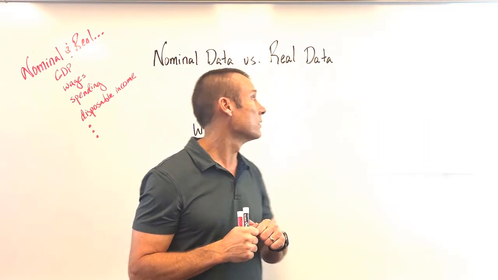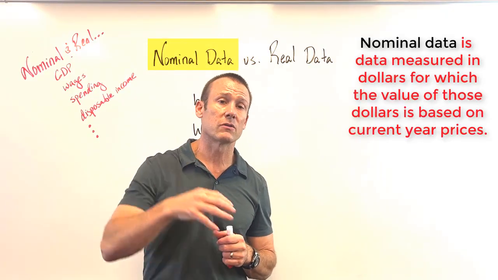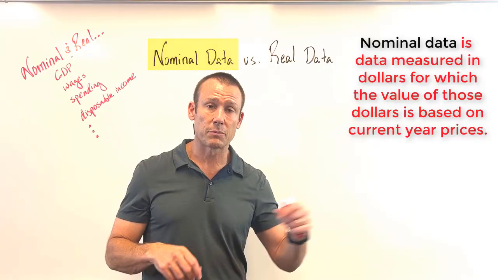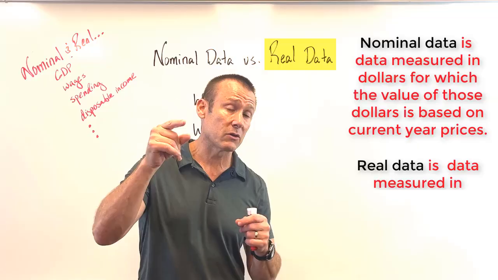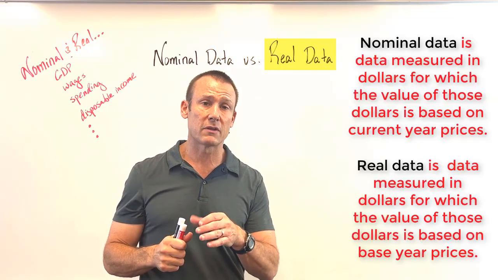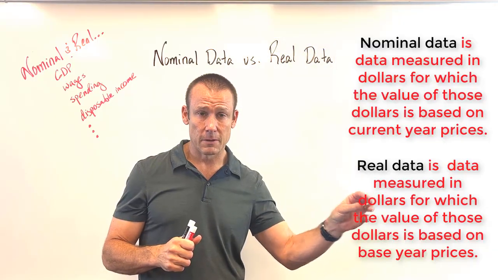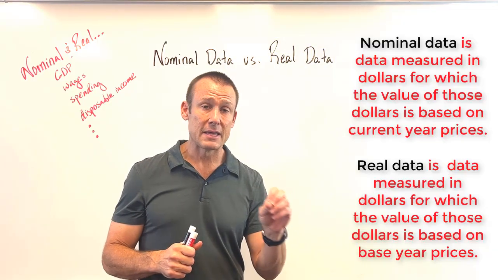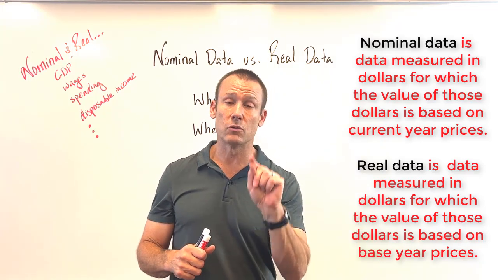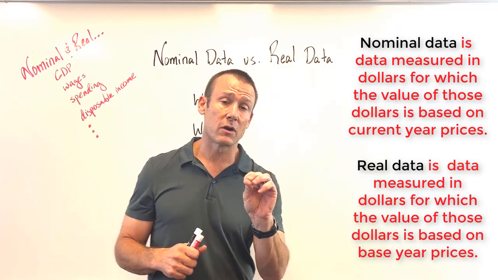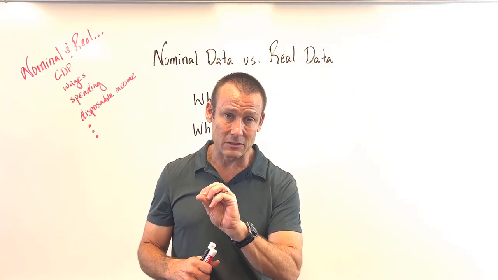So, one more time. What is nominal data? Nominal data is data measured in dollars for which the value of those dollars is based on the current year prices. What's real data? That's data measured in dollars for which the value of those dollars is based on prices that prevailed in a base year. That's nominal and real data. Anytime we compare data across time, we want to use real data. So the value of our dollar, so the value of our unit of measurement is constant across time.